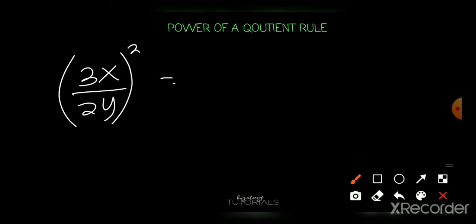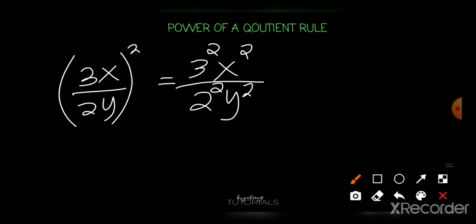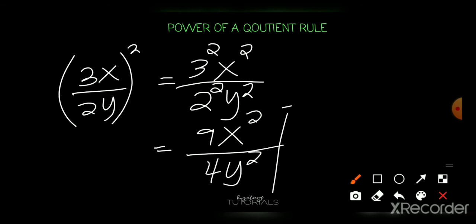So, of course, this is 3 to the power of 2 times x to the power of 2 over 2 to the power of 2 times y to the power of 2. So, 3 to the power of 2 is 9, x to the power of 2, then 2 to the power of 2 is 4, y to the power of 2. So, the final answer is 9x squared over 4y squared.